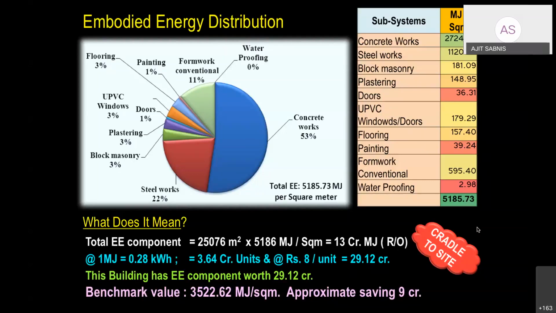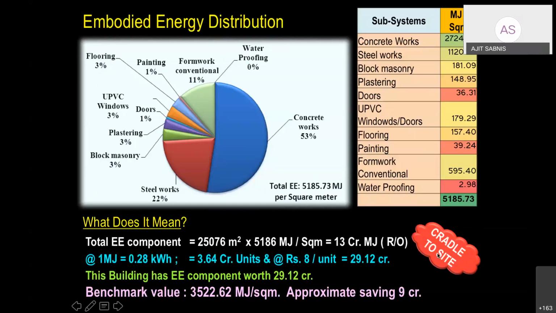So if the entire cost of the project we are talking about is 100 to 125 to 150 crores, in that, approximately 30 crores is due to the embodied energy. And then if we reduce the embodied energy and take it to the maximum extent possible, we can have a considerable amount of saving.